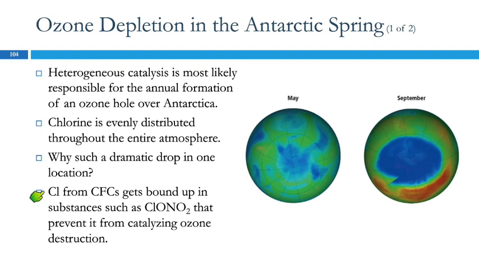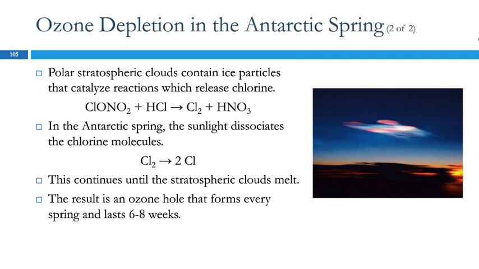Well, chlorine from those chlorofluorocarbons gets bound up in other substances, like ClO, NO2. And when chlorine reacts and gets stuck in something like this, it's like, hey, I'm okay now. I've got my guys around me. My electrons are happy. I don't need to go out and destroy ozone today, right? So it's not going to catalyze ozone destruction. But when we get these polar stratospheric clouds, they have ice particles in them. The ice particles catalyze reactions that release the chlorine.